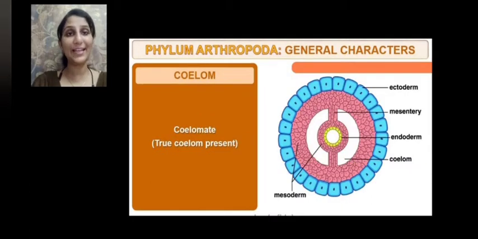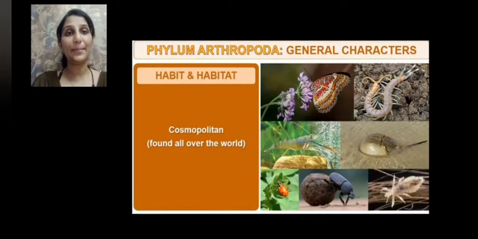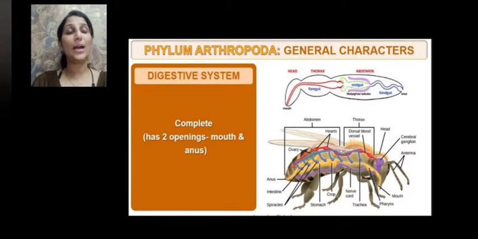And about its coelom, it has a true coelom, that is, it has a true body cavity between the body wall and the gut wall. And about its habit and habitat, it is cosmopolitan. That means it is found all over the world. In any habitat, it can be found. And about its digestive system, it is complete. That means it has two openings, one for the mouth and the other for the anus.